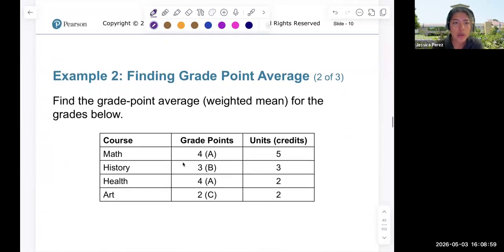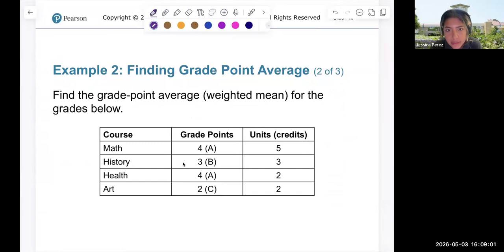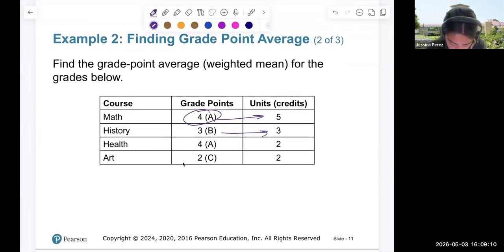So here's an example. We wish to find the grade point average or the weighted mean for the grades below. So this person got an A with 5 credits, B 3 credits, 4 points, and then 2 points. So we're going to need the sum of units. So how many units? So the sum of units would be 3 plus 5. That's 8 plus 2 plus 2. Here we have 12 units. So that's how many units that this person took. So 8 plus 4 is 12.